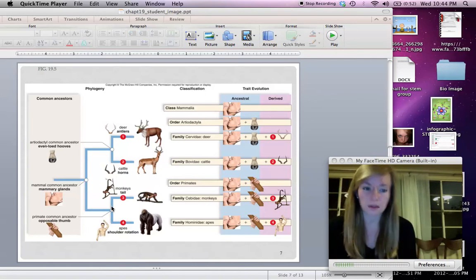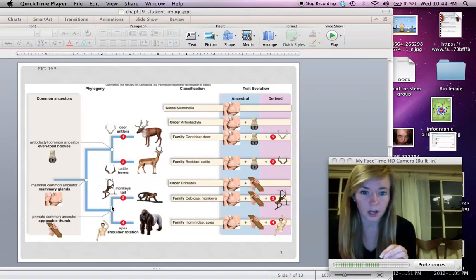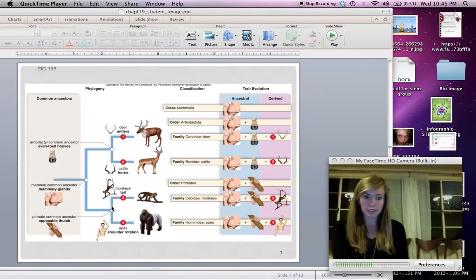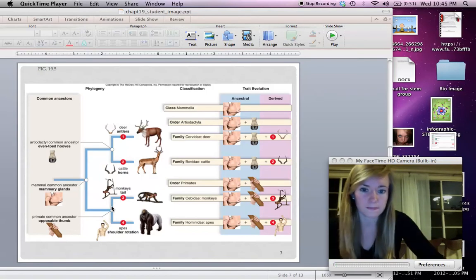Same thing within primates. If we're looking at primates as a clade, the ancestral trait is opposable thumbs, but the derived characters are prehensile tails for the family Cebidae and full rotating shoulder joints for the family Hominidae. So we have full rotating shoulder joints. That is a derived character that we have. Our ancestral character for primates is our opposable thumbs.